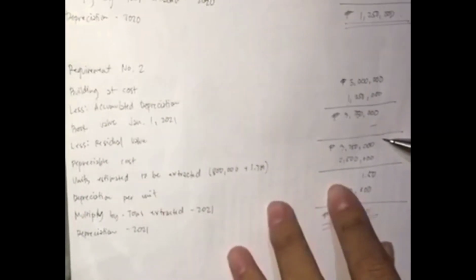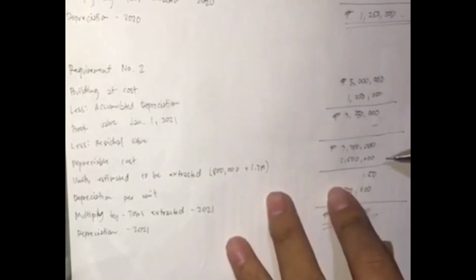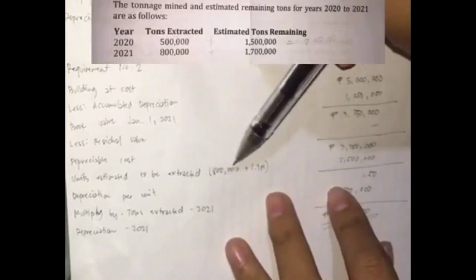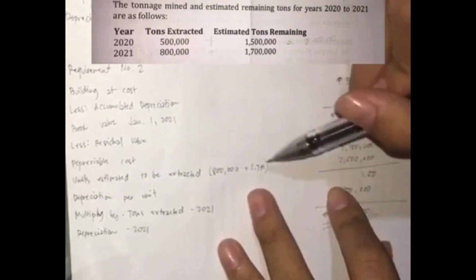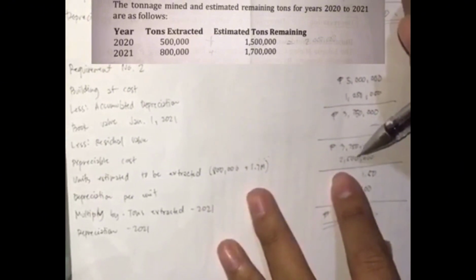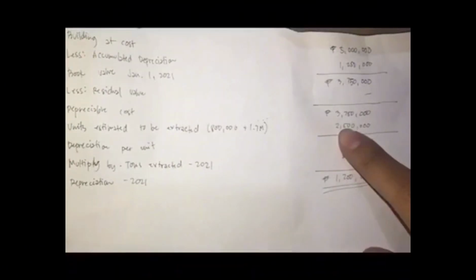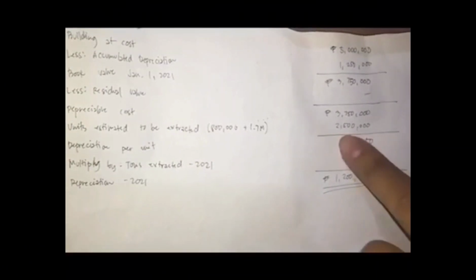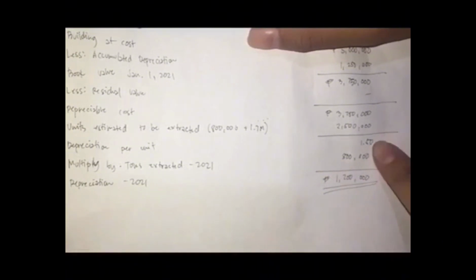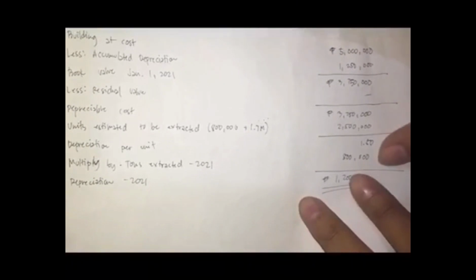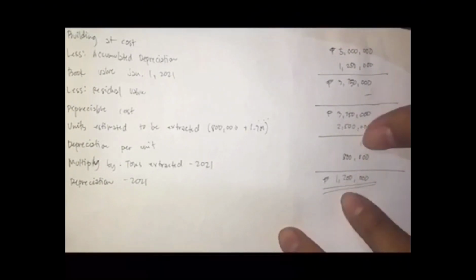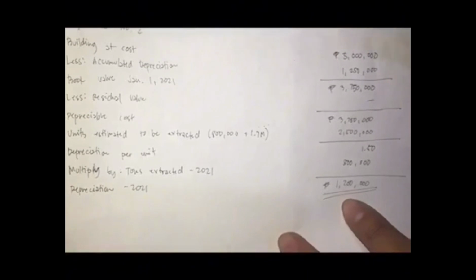Then i-divide ang units estimated to be extracted sa 2021. So mo tong 800 plus 1.7 million. Then na ay 2,500,000. 3,750,000 divided by 2,500,000 is 1.50. Mo na ang depreciation per unit. Then i-multiply siya sa tons extracted pag 2021 mo tong 800,000. 1.50 times 800,000 is 1,200,000. Mo na siya ang depreciation pag 2021.